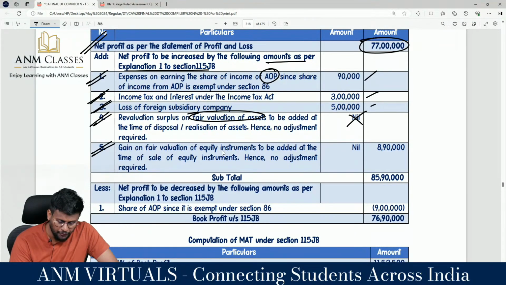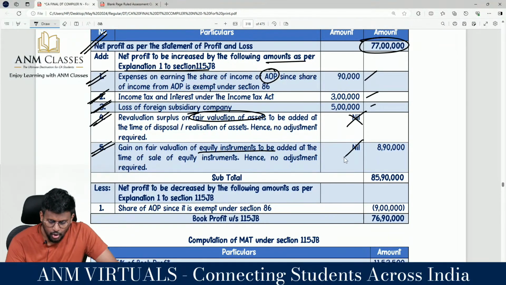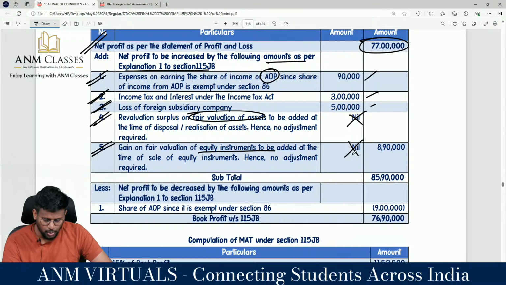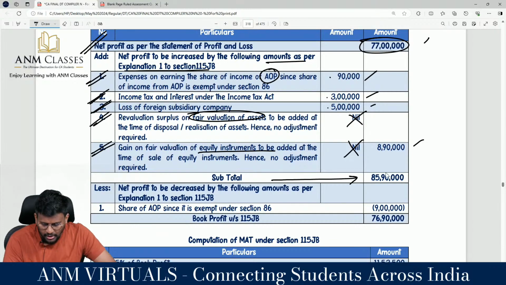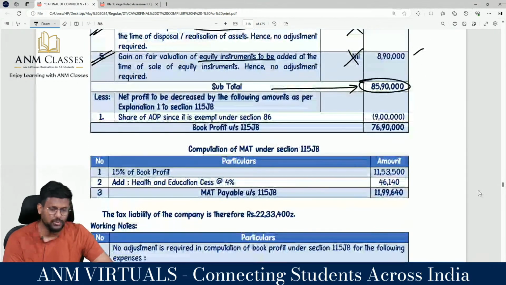Gain or fair valuation of equity instrument, you are not supposed to adjust now; you are supposed to adjust in the year of actual sale. So 5 plus 3, 8 lakh plus 90,000, 8 lakh 90,000 should be added back to 77 lakh. So the subtotal has become 85 lakh 90,000.